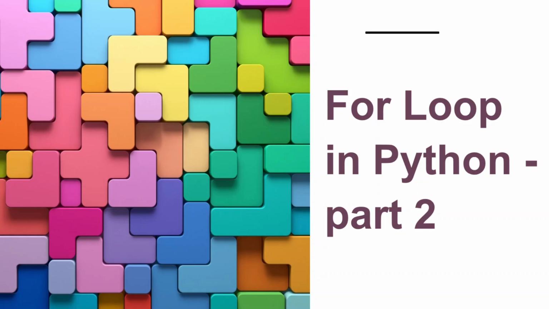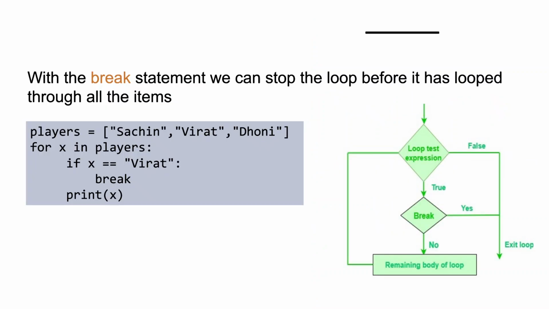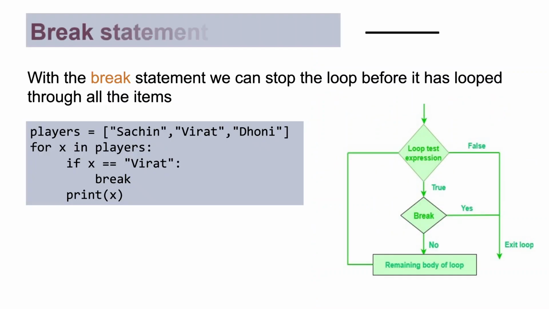So first we'll look at what is break statement in Python. As the name indicates, you break a loop at a particular point. If I start looking at the definition, with the break statement, we can stop the loop before it has looped through all the items. Say you have a sequence of 100 items. You want to stop at a particular point when a condition is satisfied or due to some other reason. In that situation, you can use a break statement.